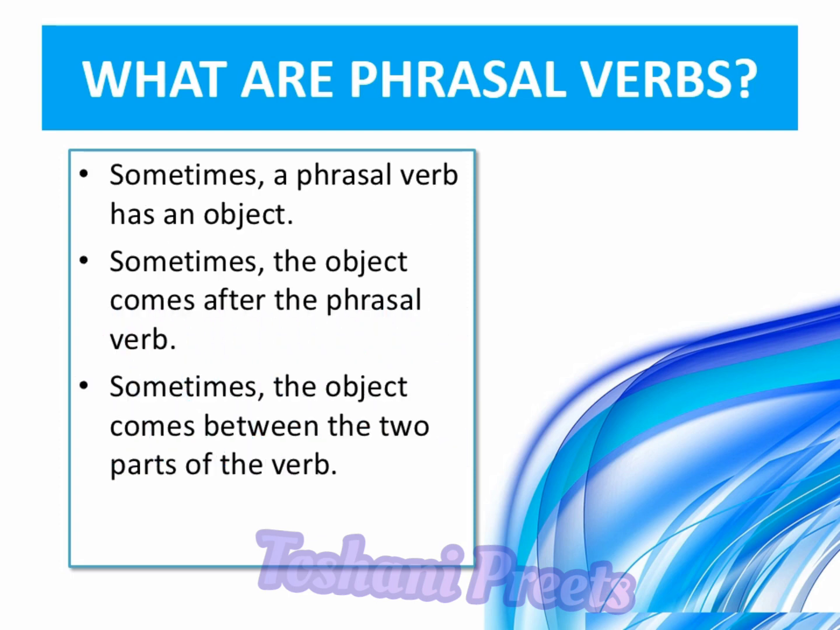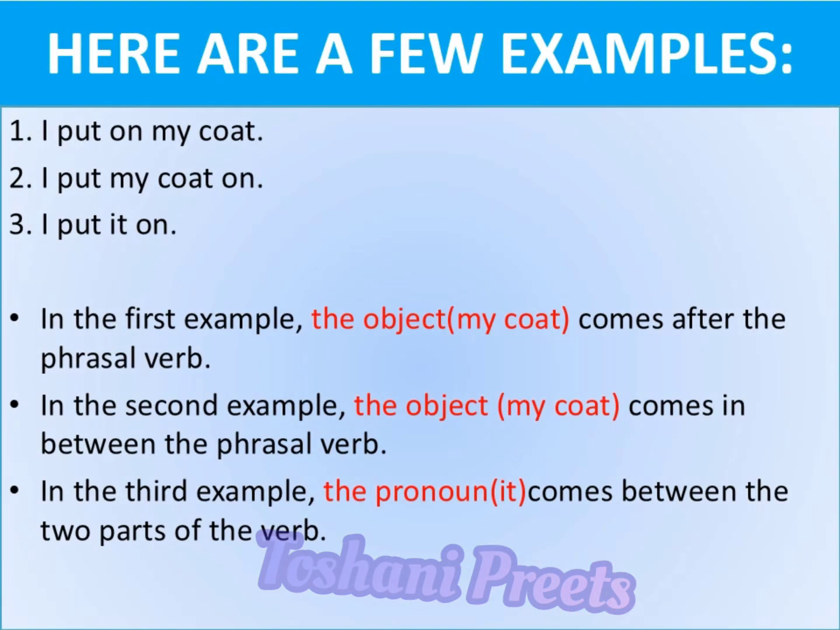Sometimes a phrasal verb has an object in it. You will notice the object comes after the phrasal verb. But in a few instances, the object comes between the two parts of the verb. So I will show you a few examples of this.